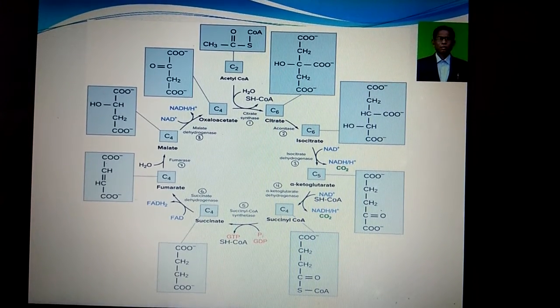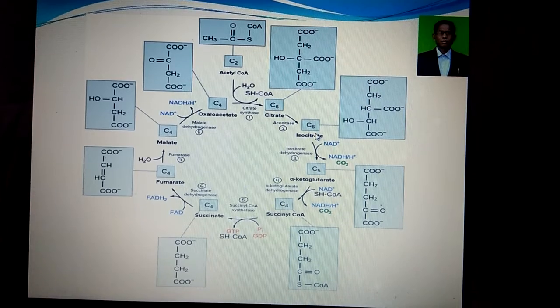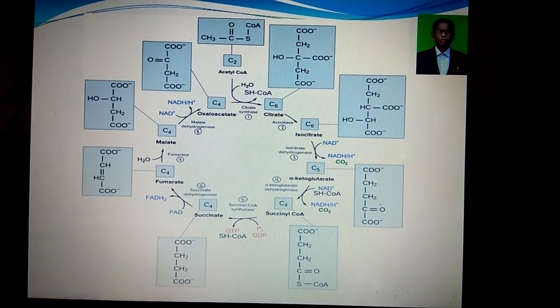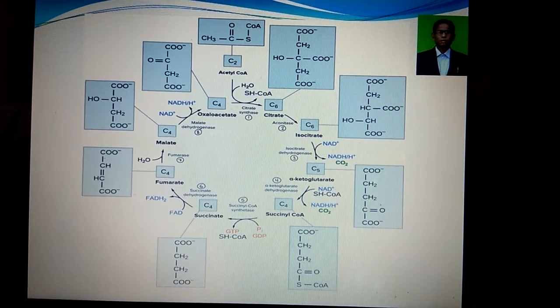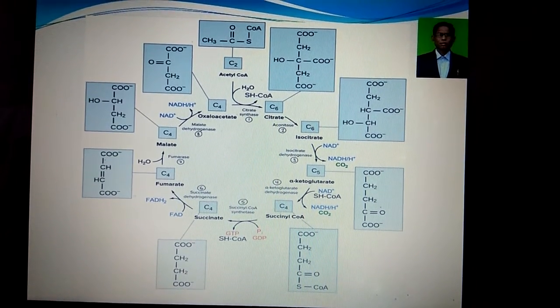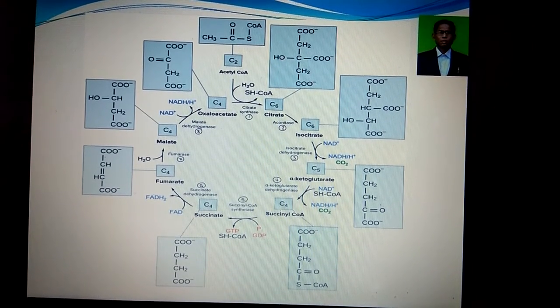In step 2, citrate is converted into isocitrate by the enzyme aconitase in 2 steps. In the first step, citrate is dehydrated to cis-aconitate, which is then rehydrated to form isocitrate. This reaction is inhibited in the presence of fluoroacetate.